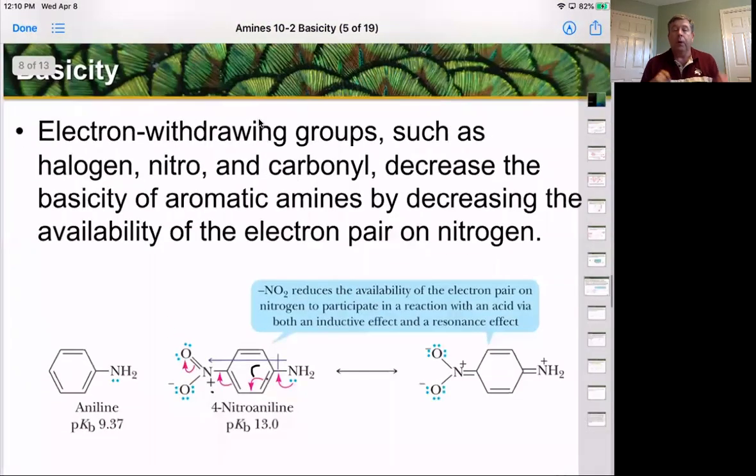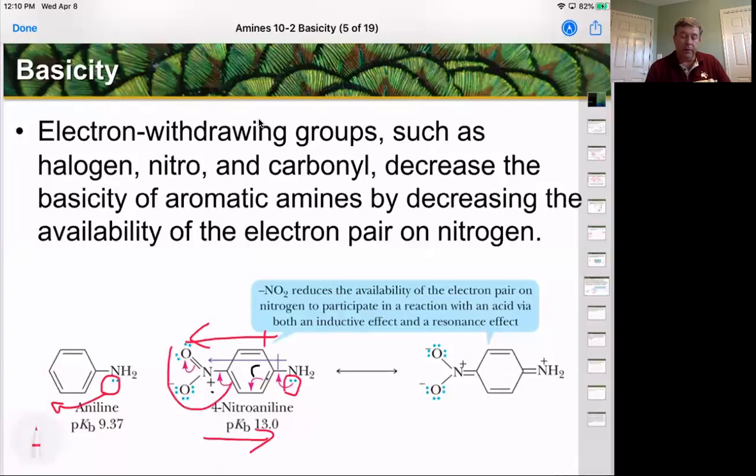Okay, so once we have the idea that the delocalization of those electrons onto the ring decreases the base strength, we can change the base strength by adding different groups to the benzene ring. So if we have electron withdrawing groups such that it even spends less time here, we can actually decrease the base strength even more by adding electron withdrawing groups. We can increase the base strength slightly by adding donating groups, but by adding these withdrawing groups, we can decrease the base strength even more.